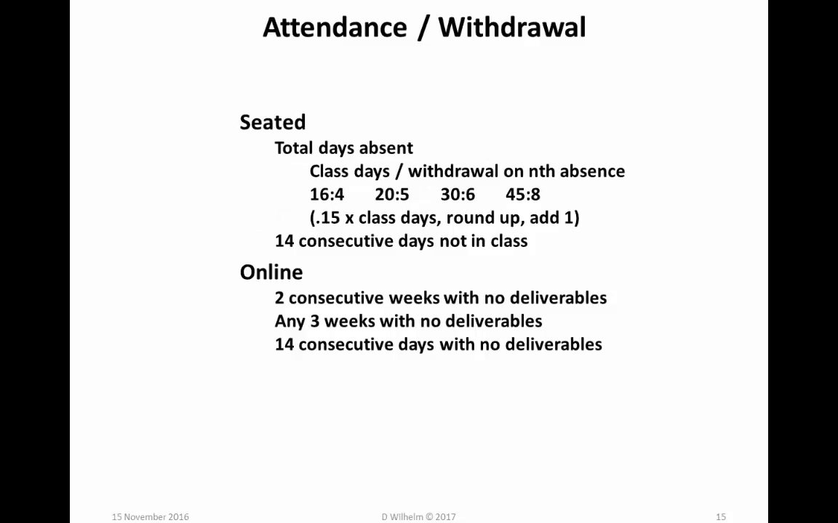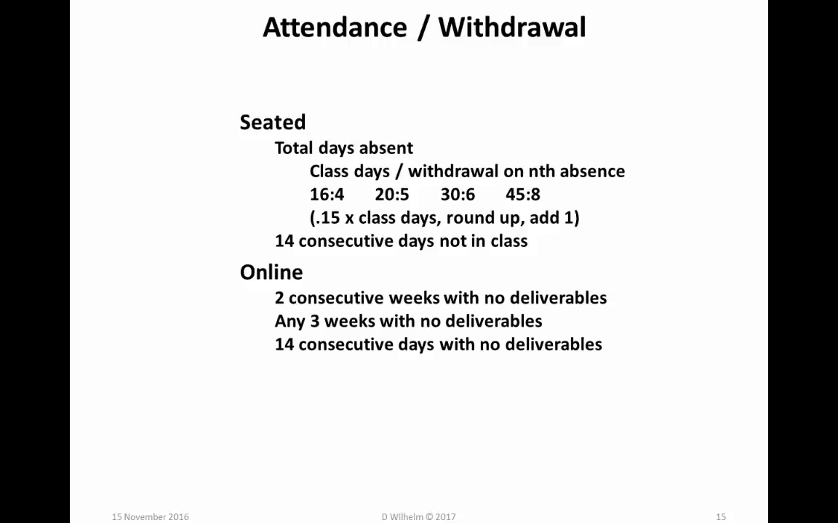Wake Tech has an attendance requirement that must be met to remain in the course. For seated classes, a student is immediately withdrawn after meeting the trigger number of absences. For a seated class that meets 16 times, the trigger is the 4th absence. For a 20 class meeting, the 5th absence. For a 30 class meeting, the 6th absence. And for a 45 meeting class, the 8th absence.